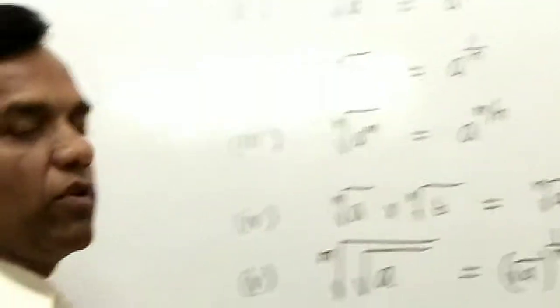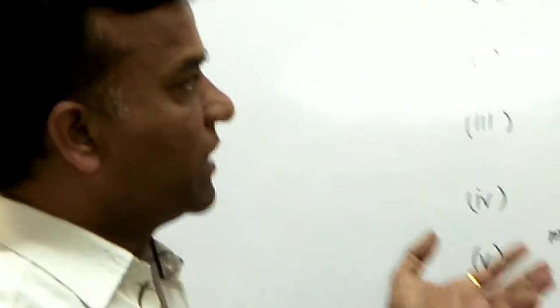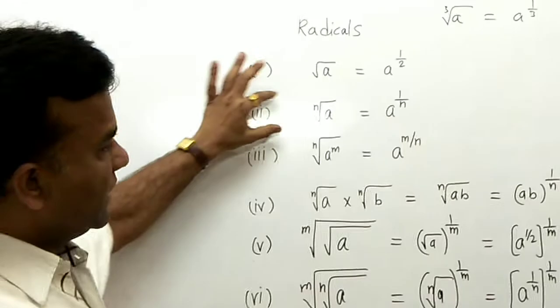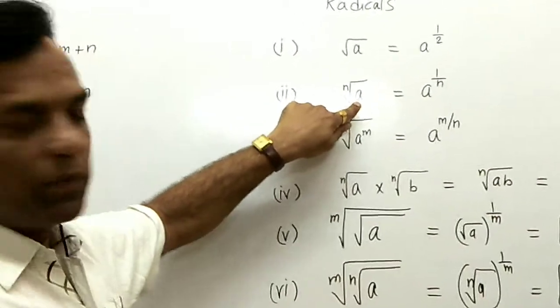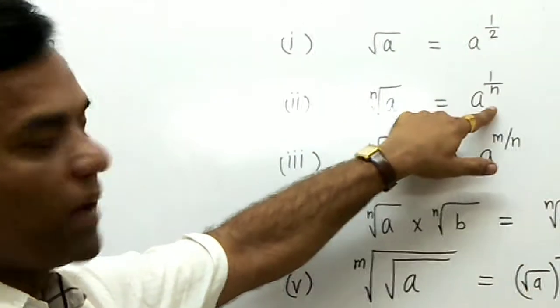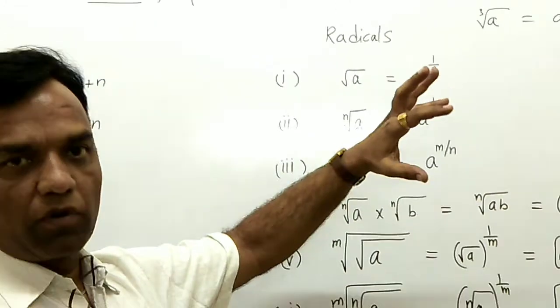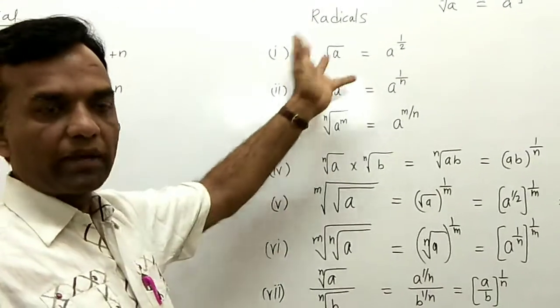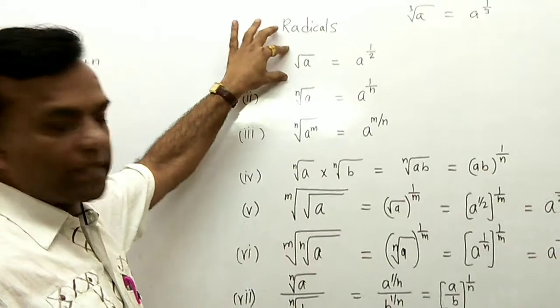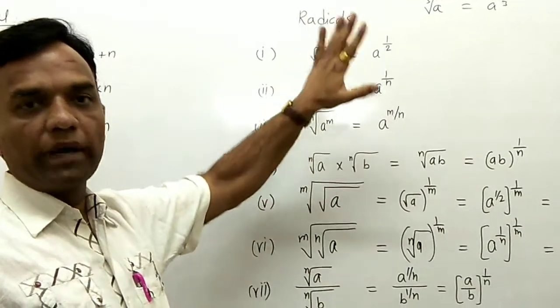If 4 is given, then you write down a to the power 1 by 4. Similarly, for the second condition, the nth root of a means you write down a to the power 1 by n. Always you write down the reciprocal form. If a number is given, then you write down that number in the reciprocal form. If a number is not given, then you always write down 1 by 2.